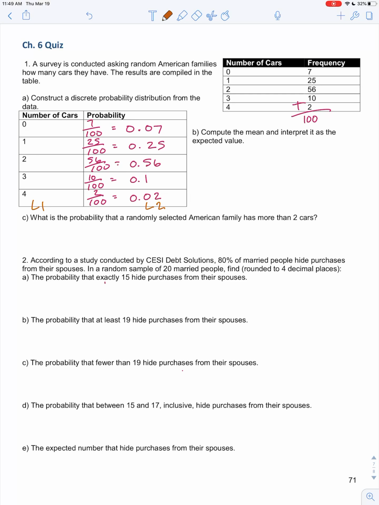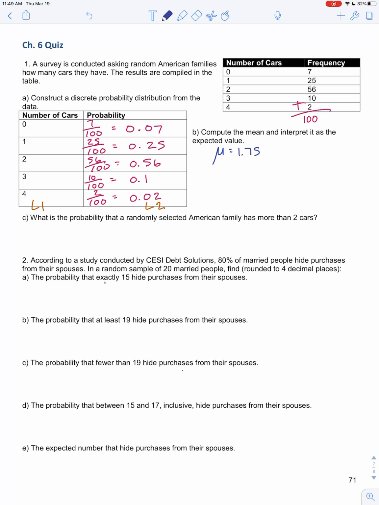For most of us, we'll have to put L1, L2. For some of you, it'll be list L1, frequency list L2. And then go ahead and get the mean. The mean will be displayed as x bar on your calculator, but for a discrete probability distribution, we'll call it mu. And it looks like it's 1.75.